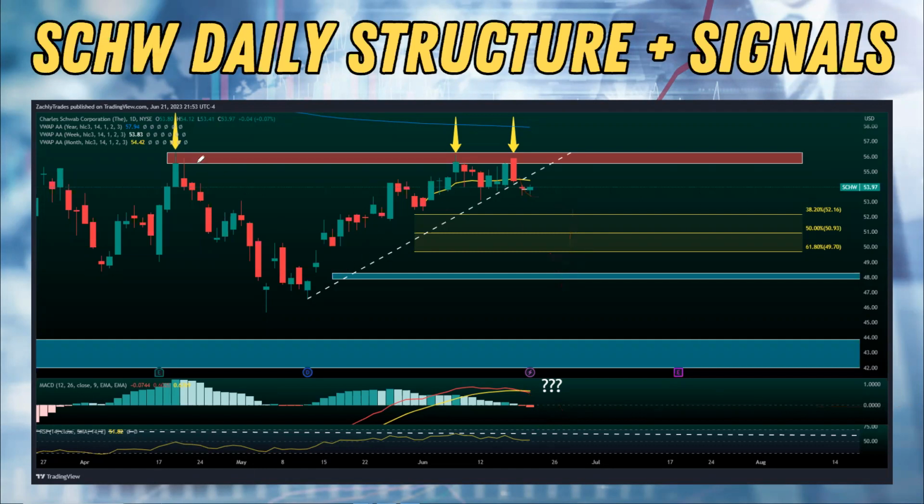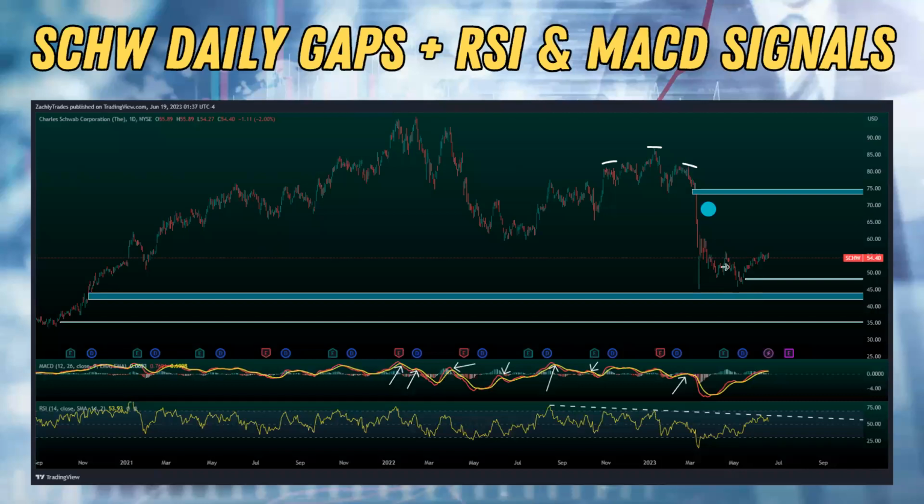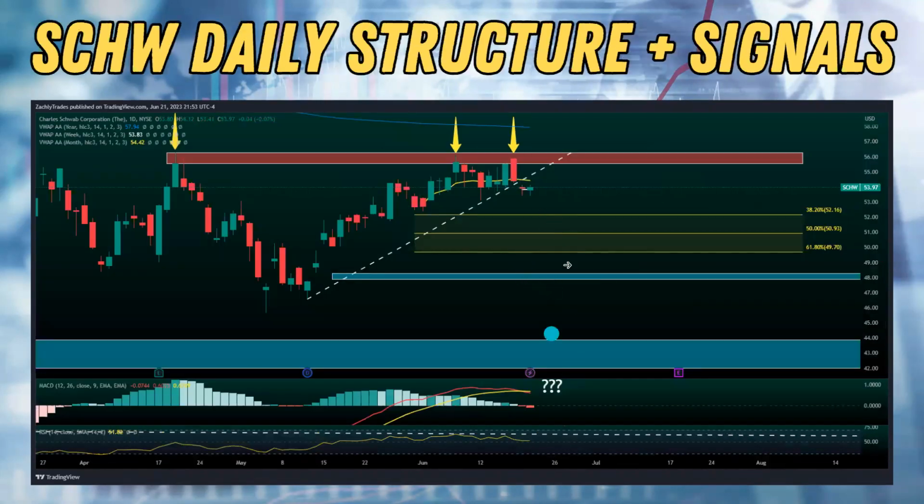Now we have this triangle pattern right here, which is normally a continuation pattern. And we did not have bullish continuation heading into this, right? The trend was obviously a downwards trend. And if we're going to get that continuation, we know now that we've broken this trend line here, there is a strong chance we could see a pretty significant drop to the downside.